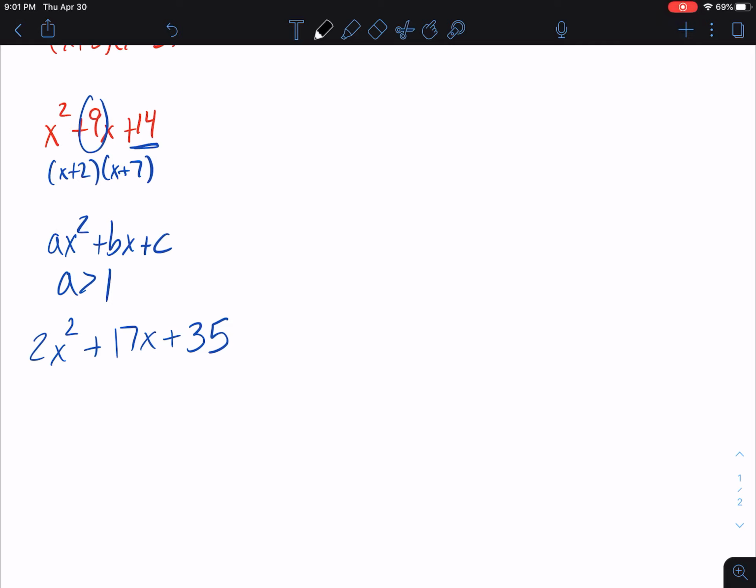So today we're going to be continuing our discussion of just a brief review of factoring. And we're going to be talking today about factoring trinomials, but trinomials where a is greater than 1. So the first example that I've pulled from Delta Math is 2x squared plus 17x plus 35.